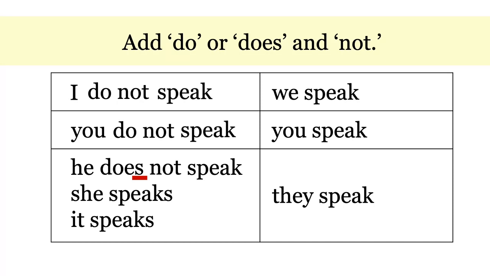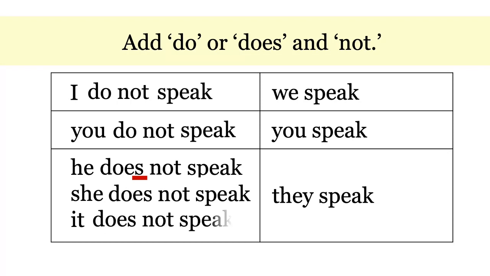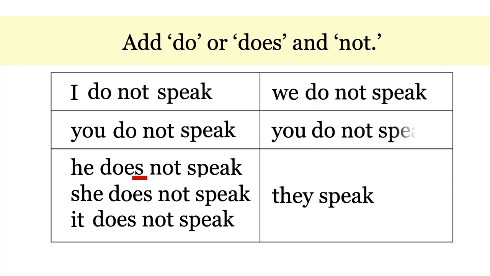She and it follow the same pattern. She does not speak. It does not speak. And the plurals all follow the same pattern with do. We do not speak, you do not speak, and they do not speak. Remember, all of simple present forms the negative this way, except for the be verb.